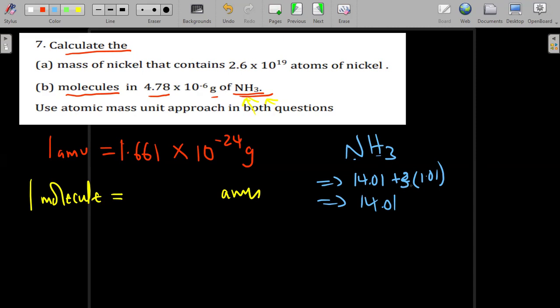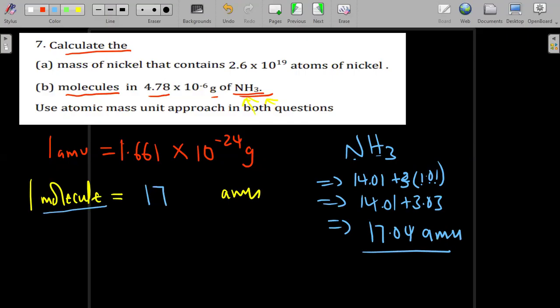Then this will be 3 multiplied by 1 multiplied by 0 multiplied by 1. So that will be plus 3.03. Okay, so when I add this, I'm going to get 17.04. So this will be 17.04 atomic mass units. So it means that one molecule of ammonia is equal to 17.04 atomic mass units.